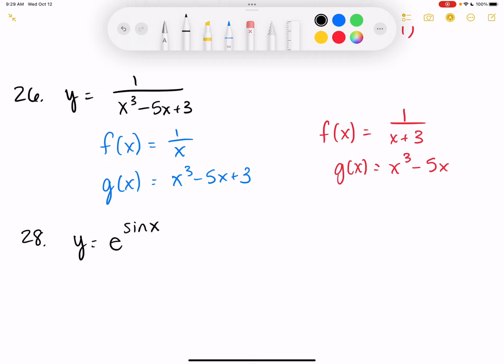Thoughts about this one? So thinking about when I said originally something that is in a parentheses, something that's in the denominator, what do you think about an exponential one? What do you think your g of x should be? The exponent. So g of x would be sine of x, meaning f of x is what? E to the x. Yep, e to the x.